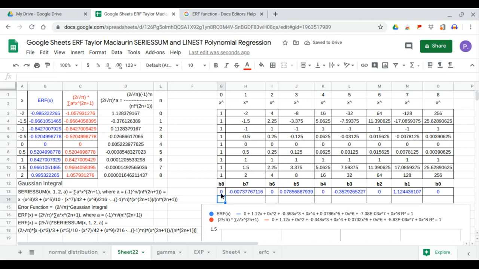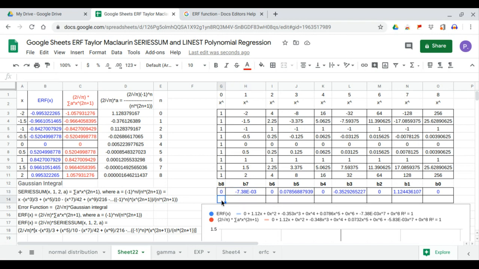And let's check our B0 is 0. B1 is 1.12. B2 is 0. B3 is negative 0.352, negative 0.353. B4 is 0. B5 is 0.078. B6 is 0. B7 is negative 7 point, so this should be scientific. 7.38 times 10 to the minus 7, and B8 is 0.